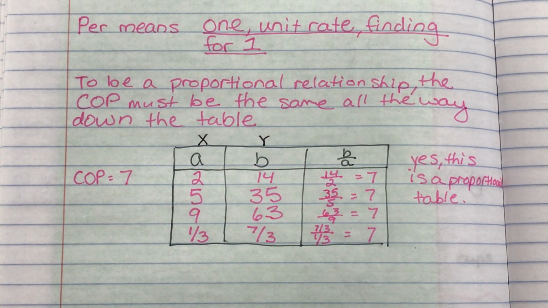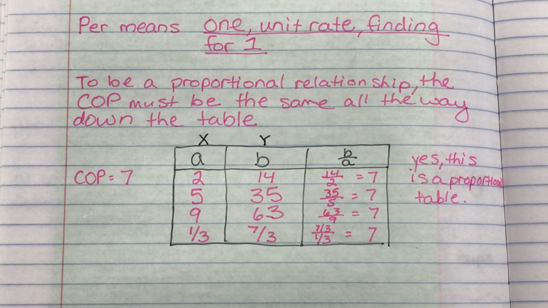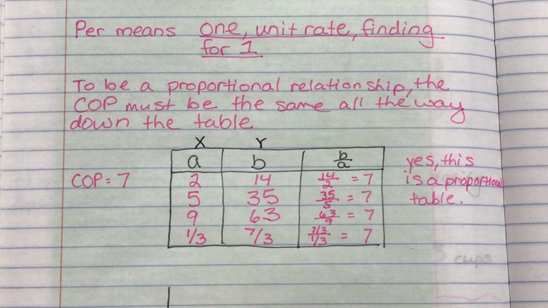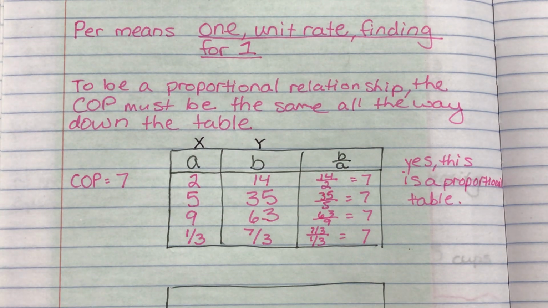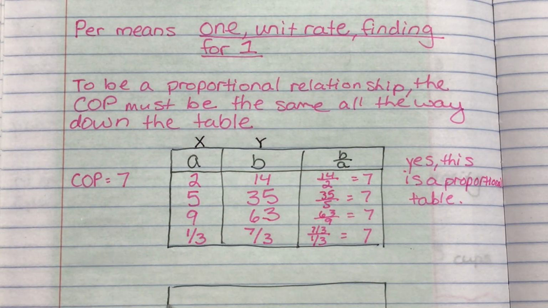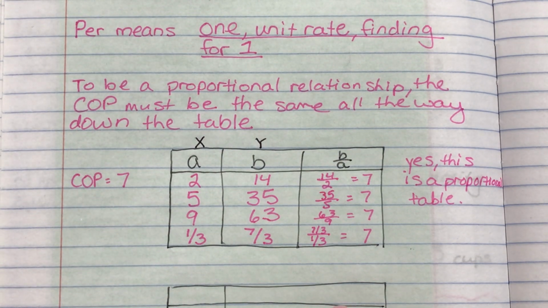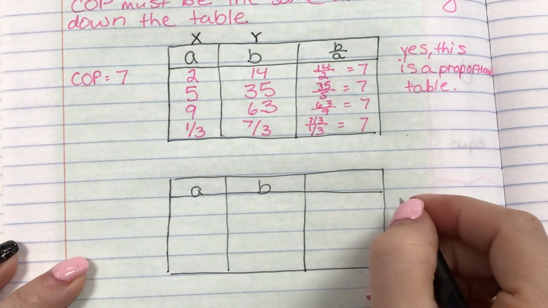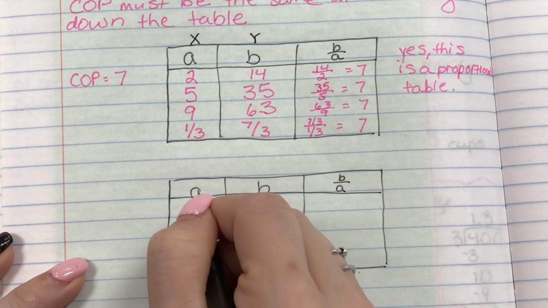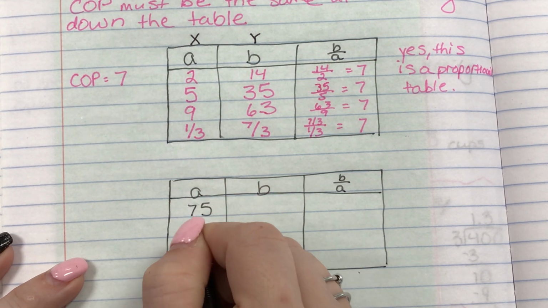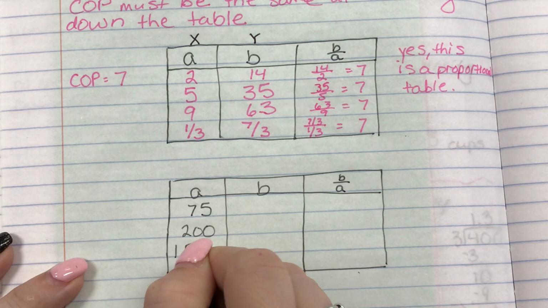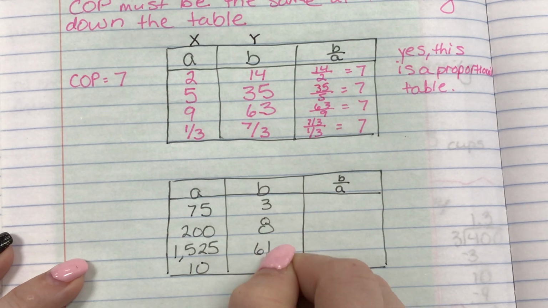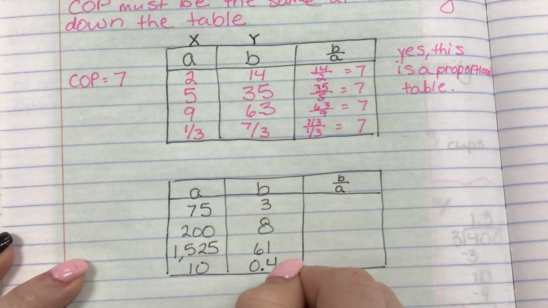All right. One more. 1, 2, 3, 4, 5. Same type of table. 1, 2, 3, 4, 5, and go over 3. And this time I'm going to have you do the entire table. And you're doing the same setup. Sorry guys. A, B, and then B over A. And I want you to find 75, 200, 1,525, 10, 3, 8, 61, and 4 tenths.